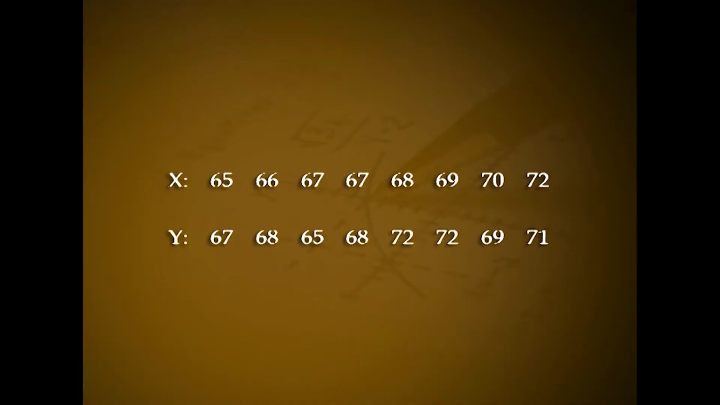Problem 4. Find the regression lines and calculate the coefficient of correlation for the following data on x and y. Also predict the value of y corresponding to x equal to 90. X values: 65, 66, 67, 67, 68, 69, 70 and 72. The corresponding y values: 67, 68, 65, 68, 72, 72, 69 and 71.